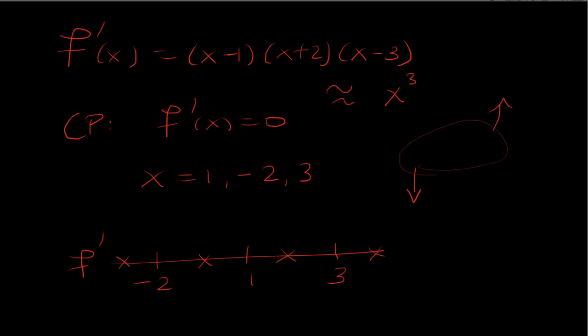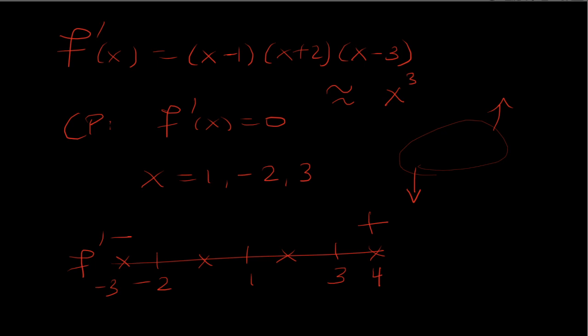Now, we don't know what happens in between that. So if we're looking towards negative infinity, it's going to be negative. If we're looking at positive infinity, it's going to be positive. If you're not happy with this explanation, plug in a number. Let's say if I plug in 4 and plug in negative 3. You should get that they're positive and negative.